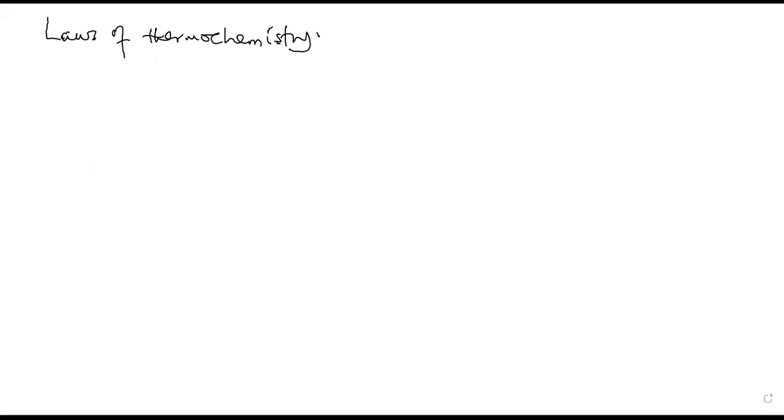And the first law we are going to talk about, law number 1. Of course, we have Lavoisier-Laplace and Hess's law. But let's begin with Hess's law. This is the one that will take us to the Born-Haber cycle. Hess's law of constant heat summation.